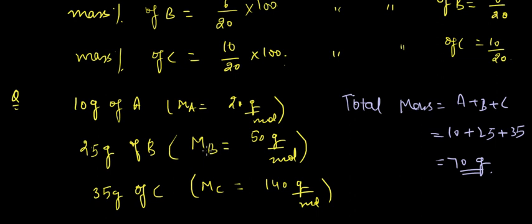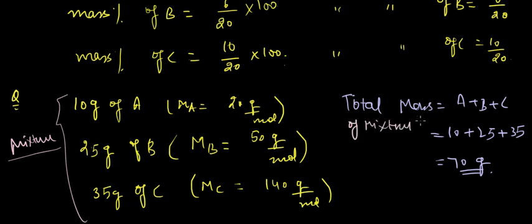Next, if we have a question where we have been given three substances in a mixture. We have been given that in a mixture we have 10 grams of A, 25 grams of B, and 35 grams of C, and molar masses of A, B and C are also given. Molar mass of A is 20 gram per mole, B is 50 gram per mole, and C is 140 gram per mole. So total mass of the mixture would be mass of A plus B plus C, which is 10 plus 25 plus 35, which is 70 gram.